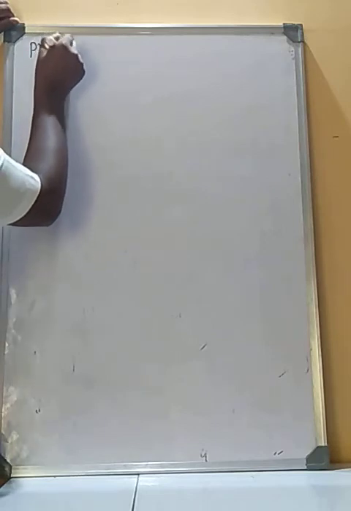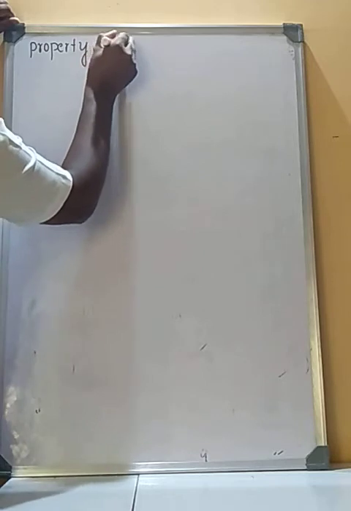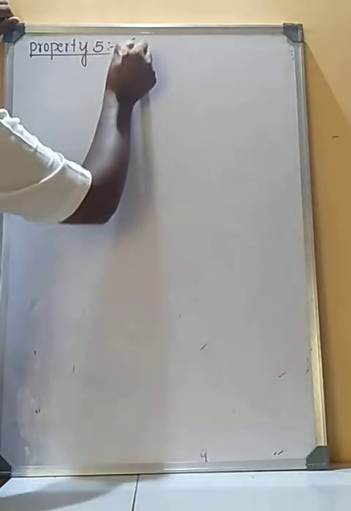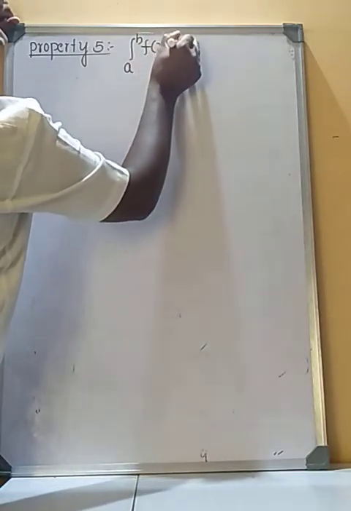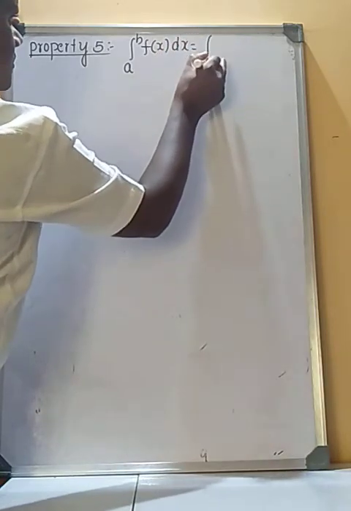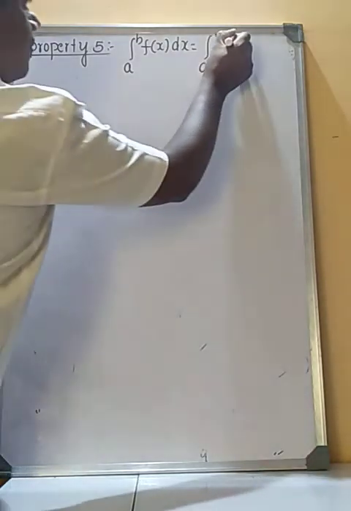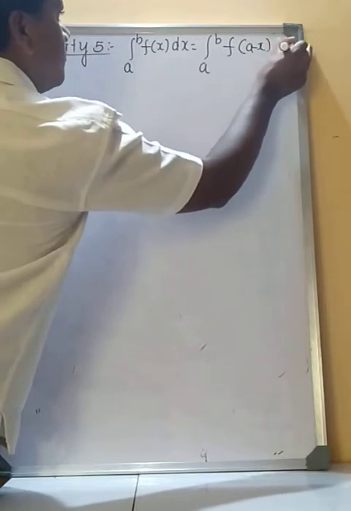The next property, number 5. Property 5: integral a to b f of x dx is equal to integral a to b f of a minus x dx.